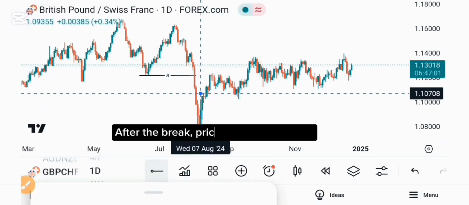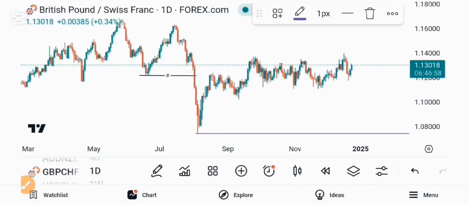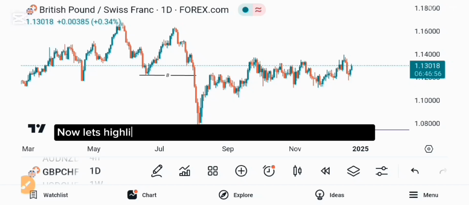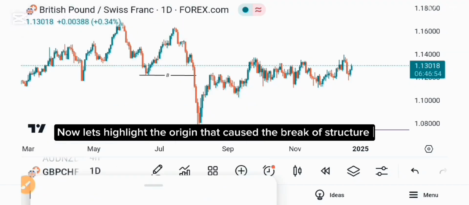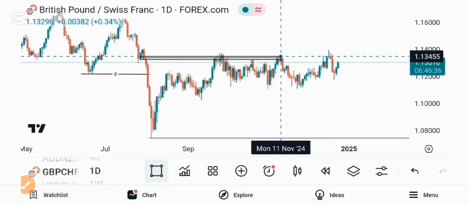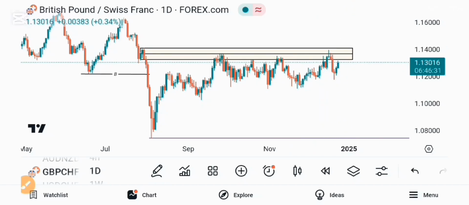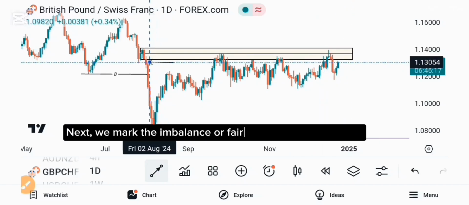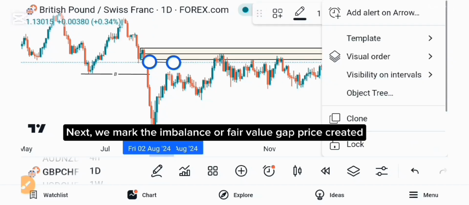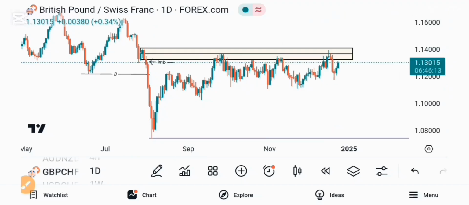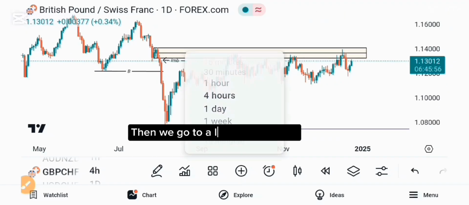After the break, price created a new low. Now let's highlight the origin that caused the break of structure. Next, we mark the imbalance or fair value gap price created. Then we go to a lower time frame.